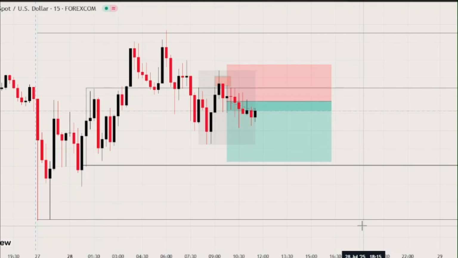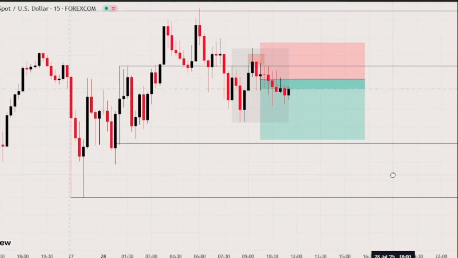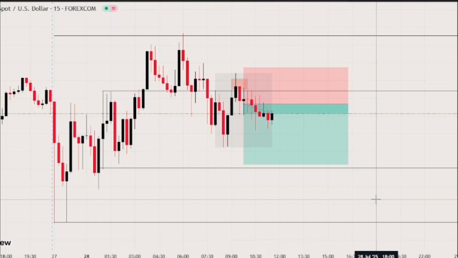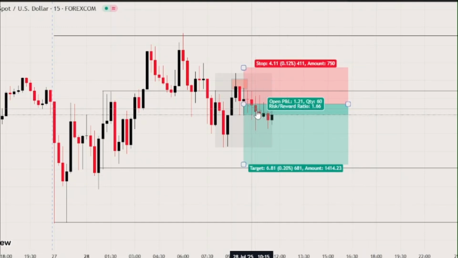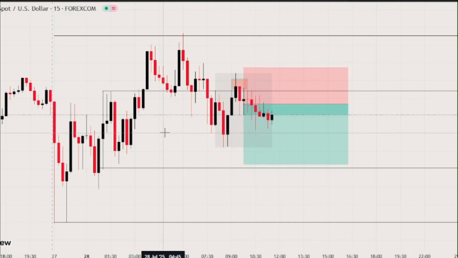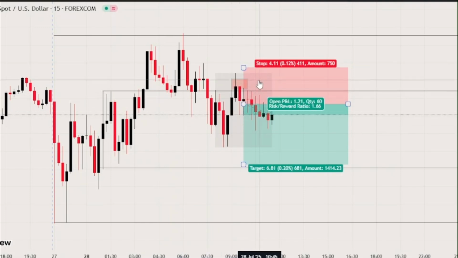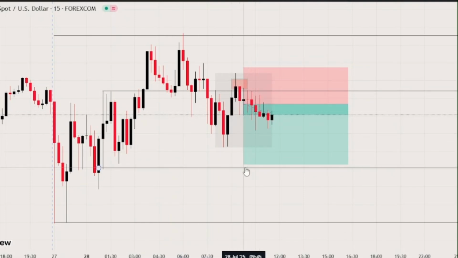So this is a trade that I've taken with the strategy that I'm about to show you. This is a sell on gold, and I took this sell right here. I'll put the results on the screen. I'm just waiting for either stop loss hit or TP hit, and then we continue the video.